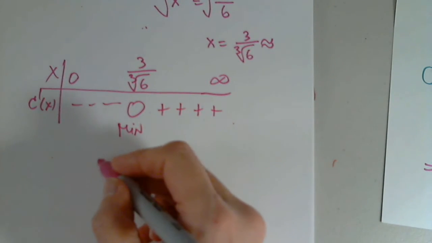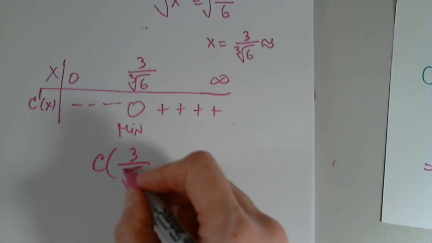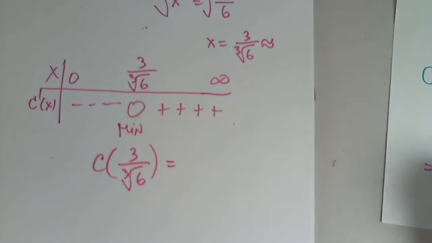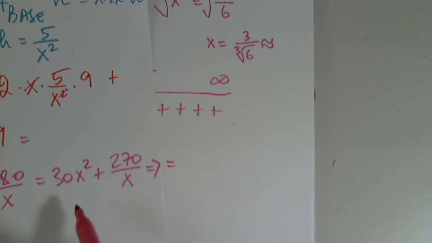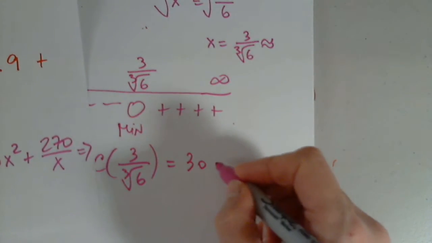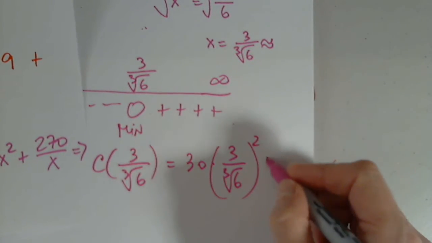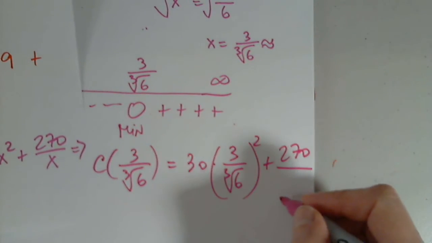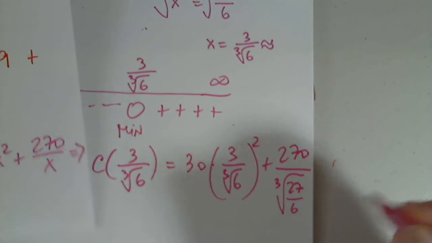If I'm asked to find the minimum, then I will have to find C of 3 over the cube root of 6 and then plug it in here. So it will be 30 times 3 over the cube root of 6 squared plus 270 over the cube root of 27 over 3 over 6.